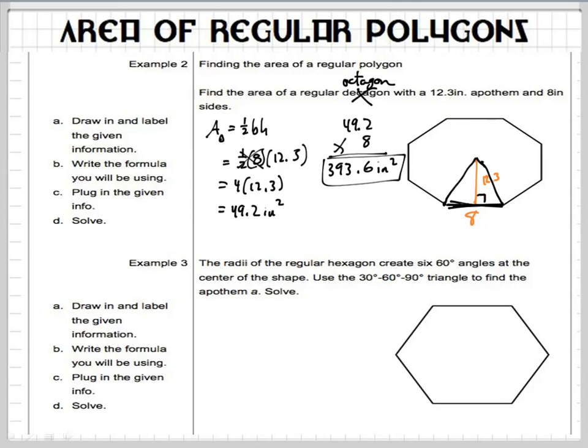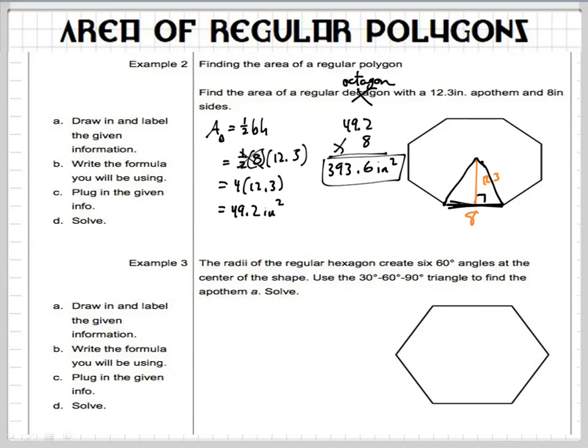The radii of the regular hexagon create, am I reading this right? The radii of the regular hexagon create 6, okay, yeah, that's plural right there, 60-degree angles at the center of the shape. Is this a hexagon? Yeah, it's a hexagon. Use the 30, 60, 90 triangle to find the apothem a and solve.